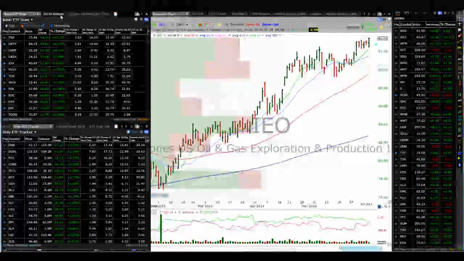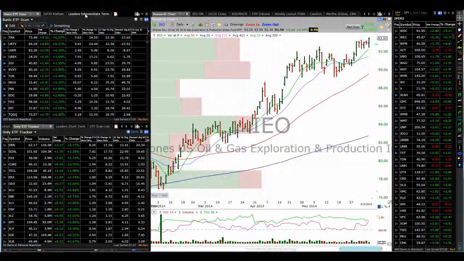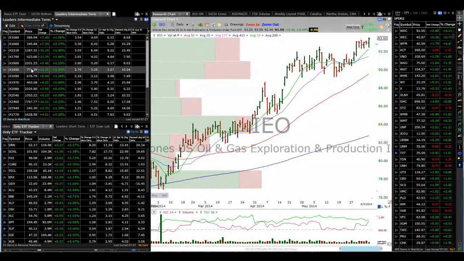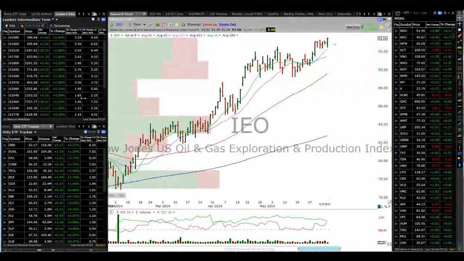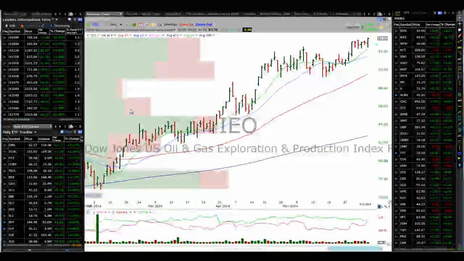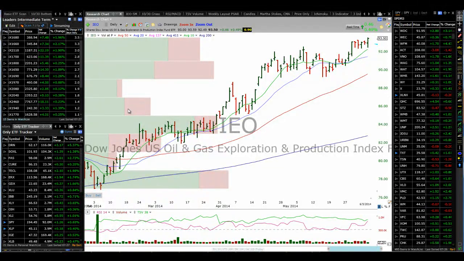I have a 1030 bottom scan. I have a leaders intermediate term that I can scan and look at. This one scans off of the industry groups. So what it does is it allows me to build my desktop in such a way that I can quickly go and research relative to the news, the fundamentals, the technicals, whatever I want to look at.